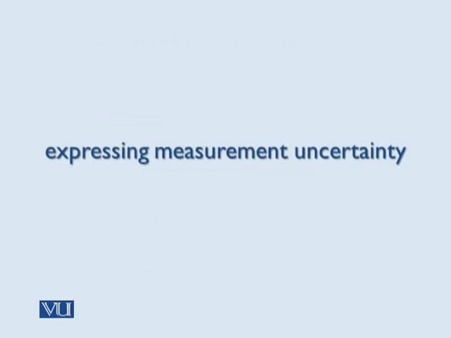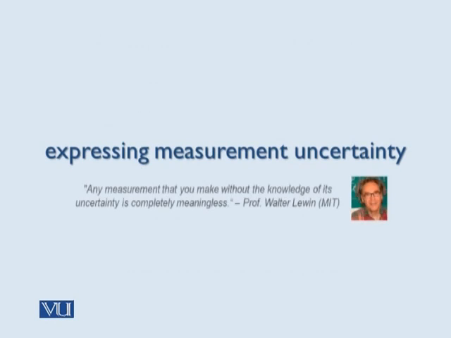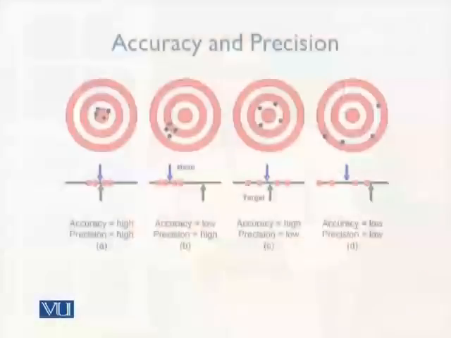A famous physicist, Professor Walter Lewin of MIT, says that any measurement in which the associated error is not given is essentially meaningless. And that is in fact very true, because if we do not know the associated error with the measurement, we cannot really make any meaningful conclusions from it. So let's now talk about how we go about quantifying the uncertainty in measurements.